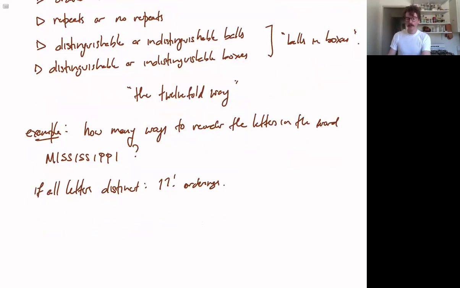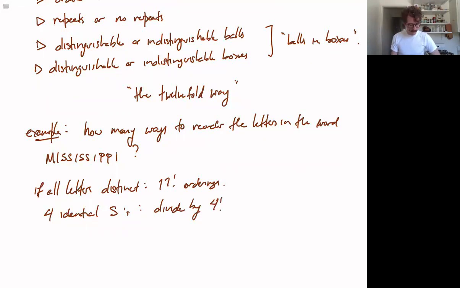Okay. But we have overcounted because, like we said, we don't care about the order of the letters that are identical. So we have 4 identical S's. So we should divide by all the ways to reorder those 4 letters within themselves. So that's dividing by 4 factorial, because there are 4 factorial ways to order those.